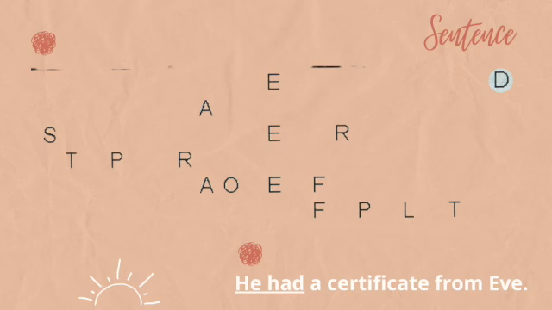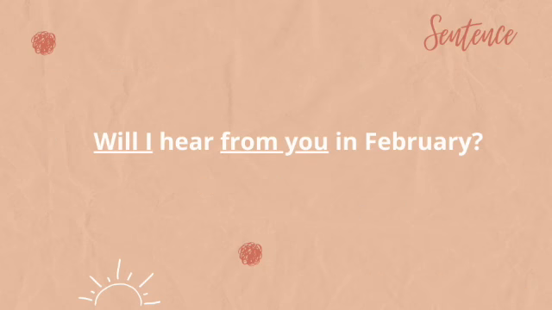Okay, let's proceed to another sentence. Let's take a look at this one. How are we going to write this? What is the stroke for this? Will I hear from you in February? Question mark. So in 3, 2, 1, 0, let's check your answers.